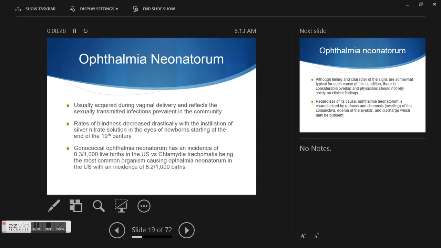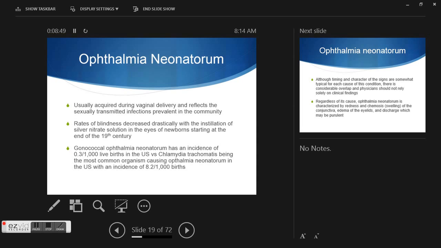Ophthalmia neonatorum usually is acquired during vaginal delivery and reflects the sexually transmitted infections prevalent in the community. Rates of blindness have actually decreased drastically with the installation of silver nitrate solution that started at the end of the 19th century.